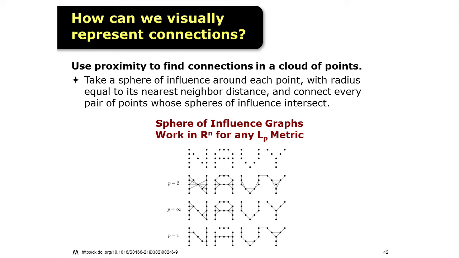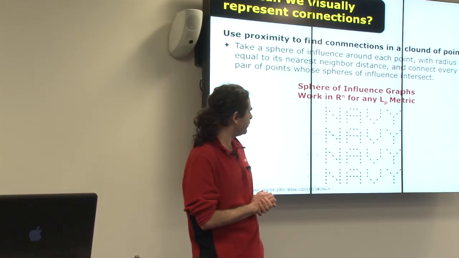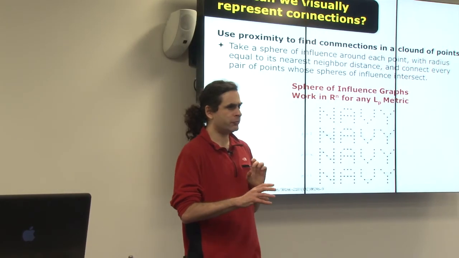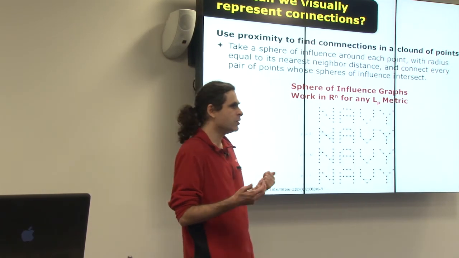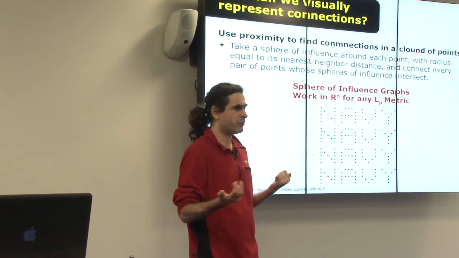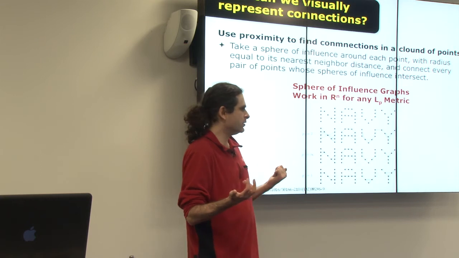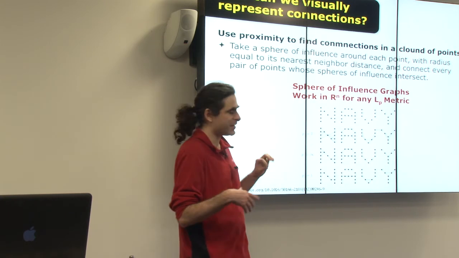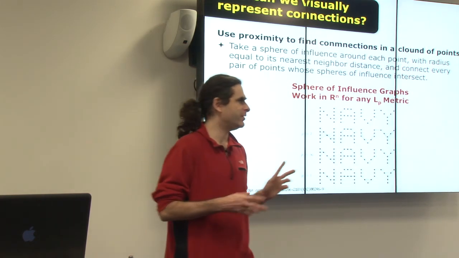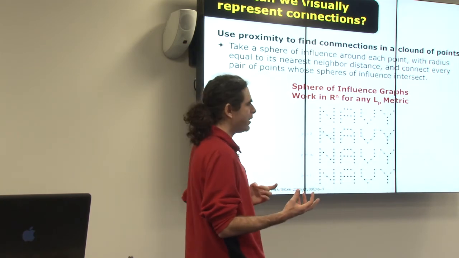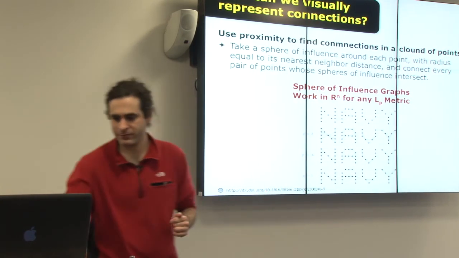You put a sphere at the center of each point with its radius equal to the nearest neighbor distance, and then you connect every pair of points whenever those spheres of influence intersect. You can make that work in any dimension with any distance metrics for which you can readily calculate neighborhood intersection. And the amazing thing is that it kind of makes the same pattern as human perception would. What it lets you do is to have a principled way of turning a point cloud into a graph.